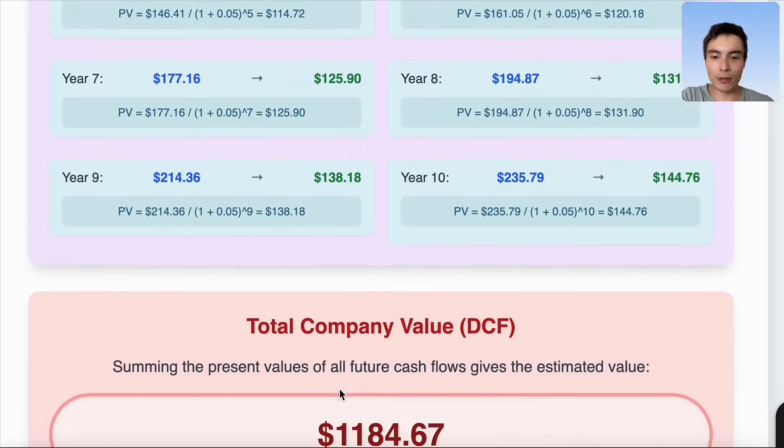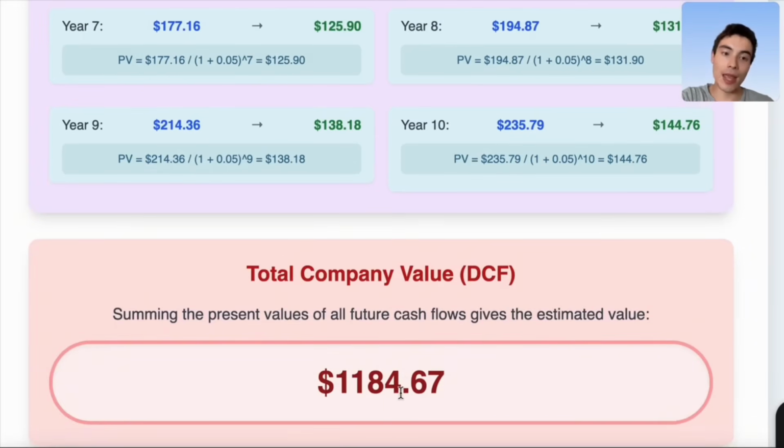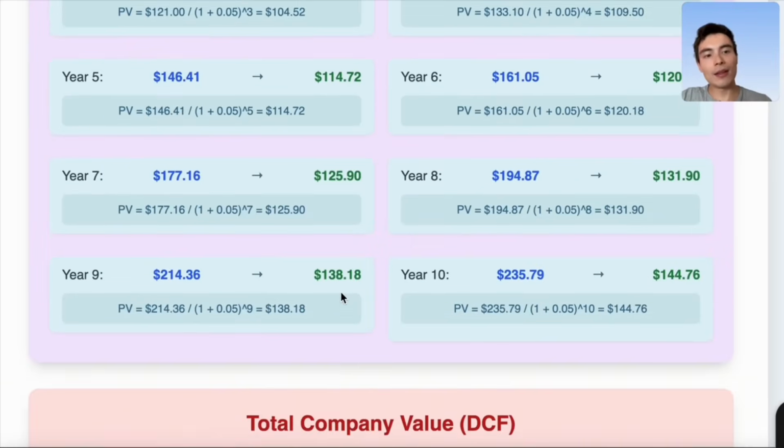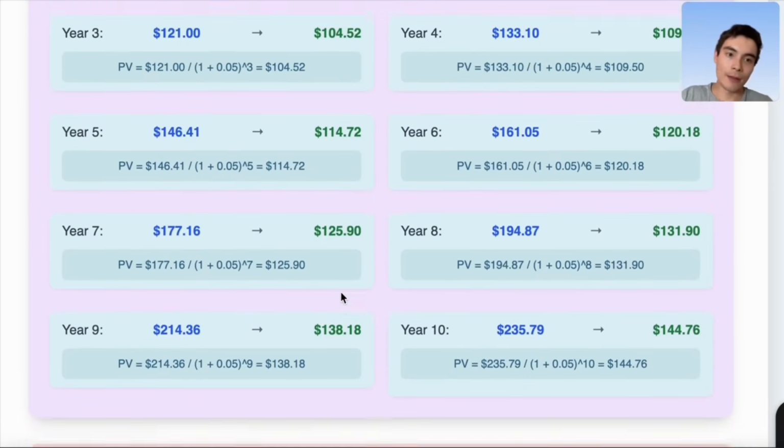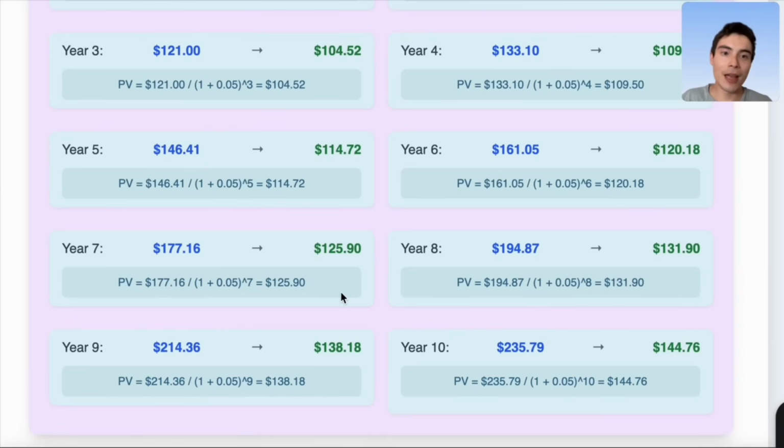And then we have a total company value of $1,184.67. This is basically how a discounted cash flow model works. We can apply this model to real companies to find its true value per share. And we're going to do that now with Tesla and find out whether it's cheap or expensive.